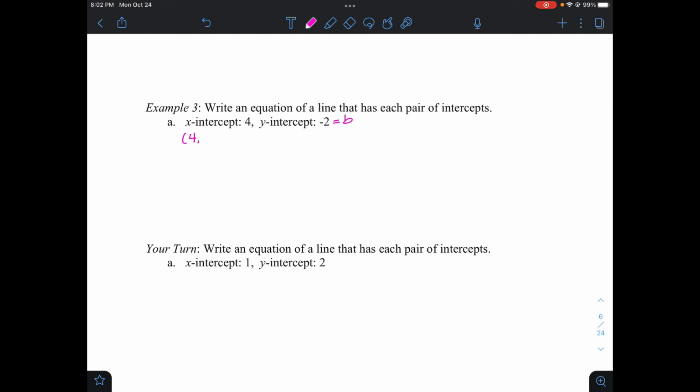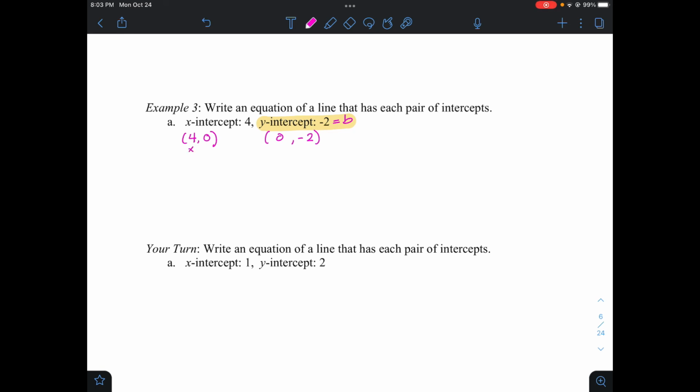So think back to last chapter. The x-intercept is where the graph crosses the x-axis, which means all y values are 0. The y-intercept is when my x value is 0, so in this case, negative 2, and that's where all of my points cross my y-axis. So again, I already know my b value. All I have to do is find my slope. And now that I wrote my intercepts as ordered pairs, all I have to do is use my slope formula.